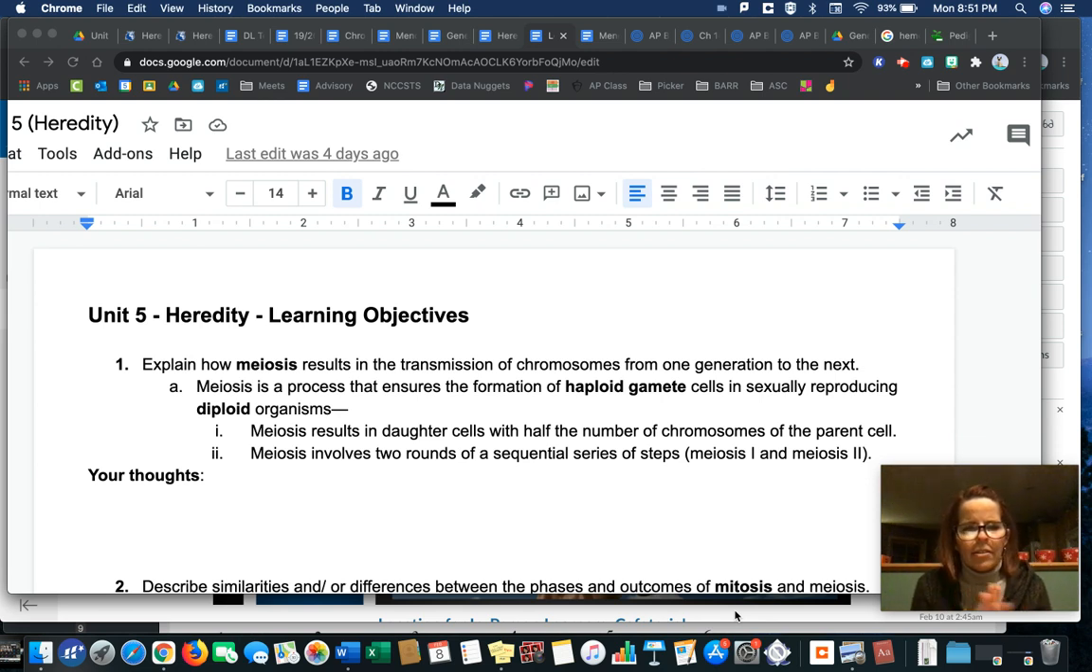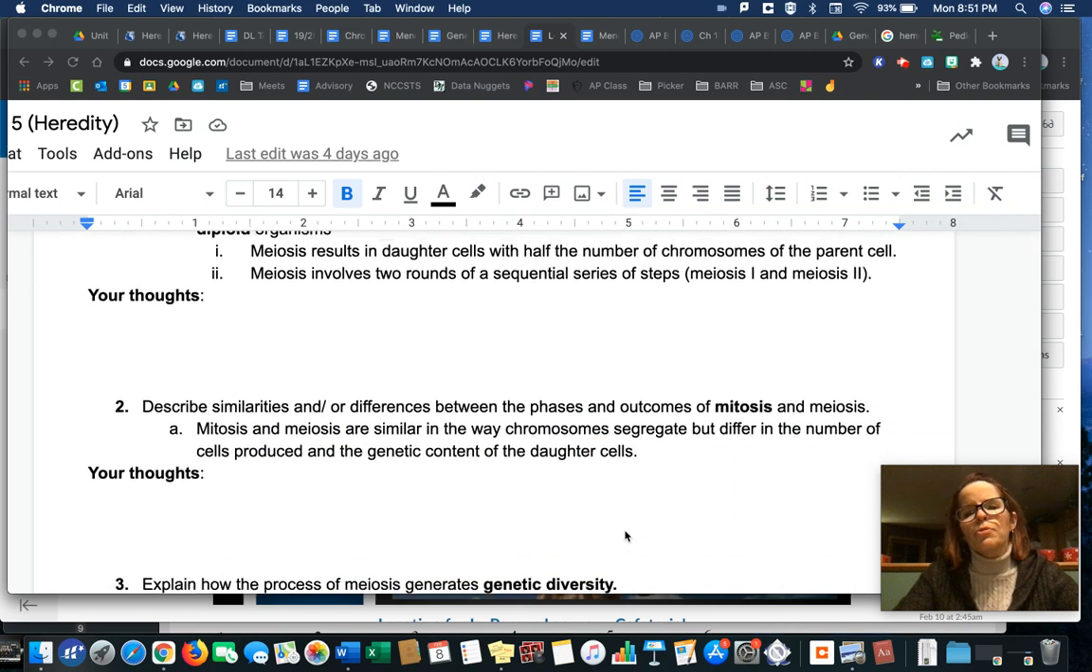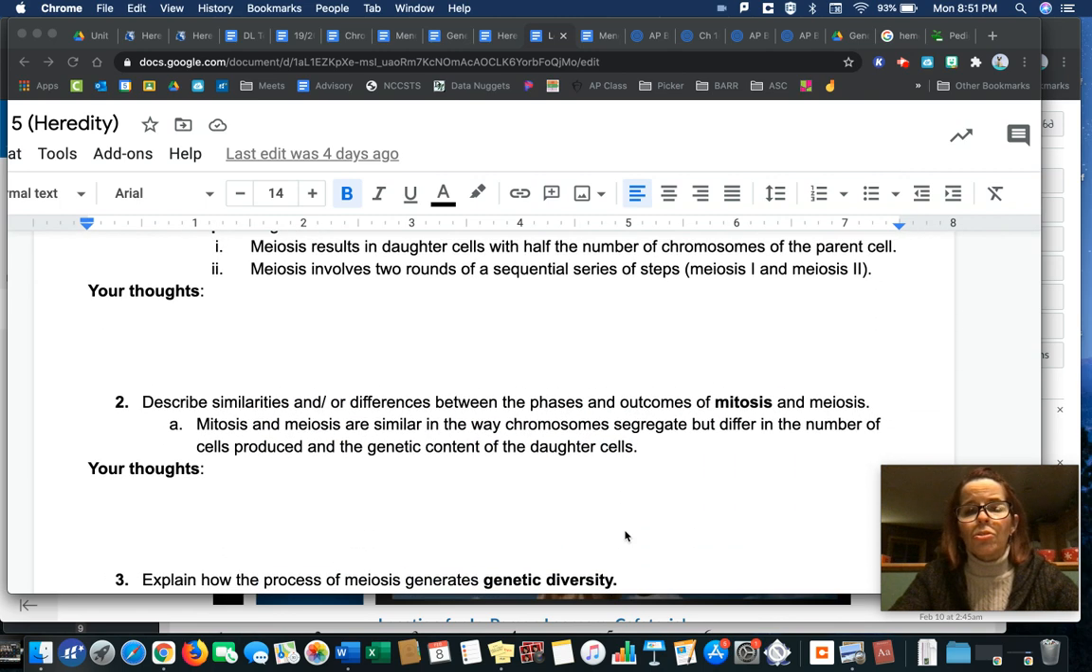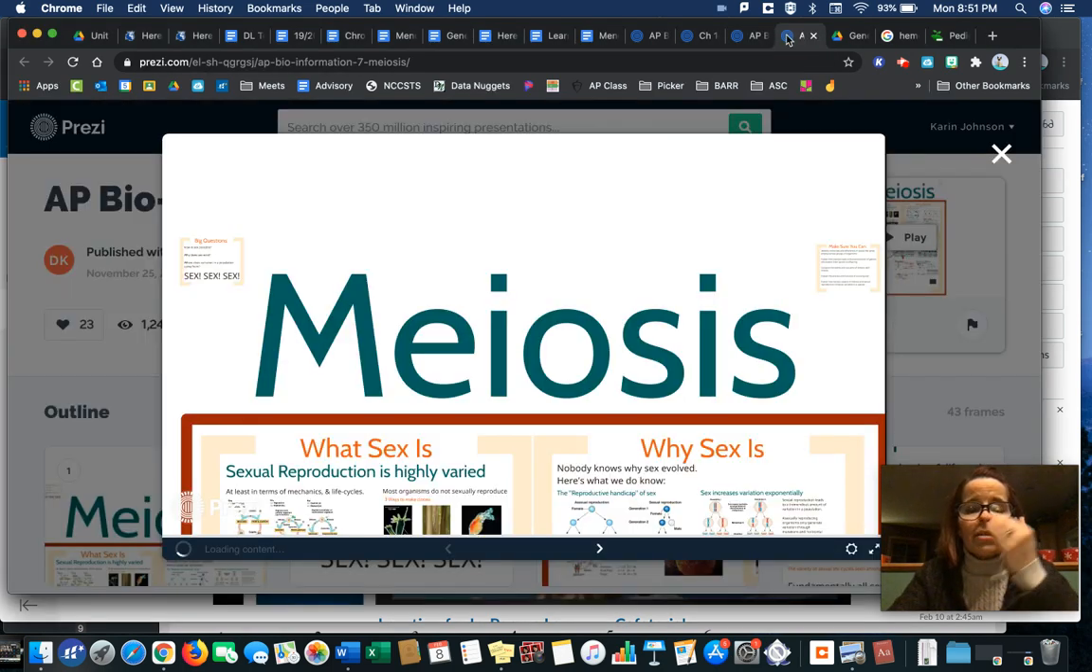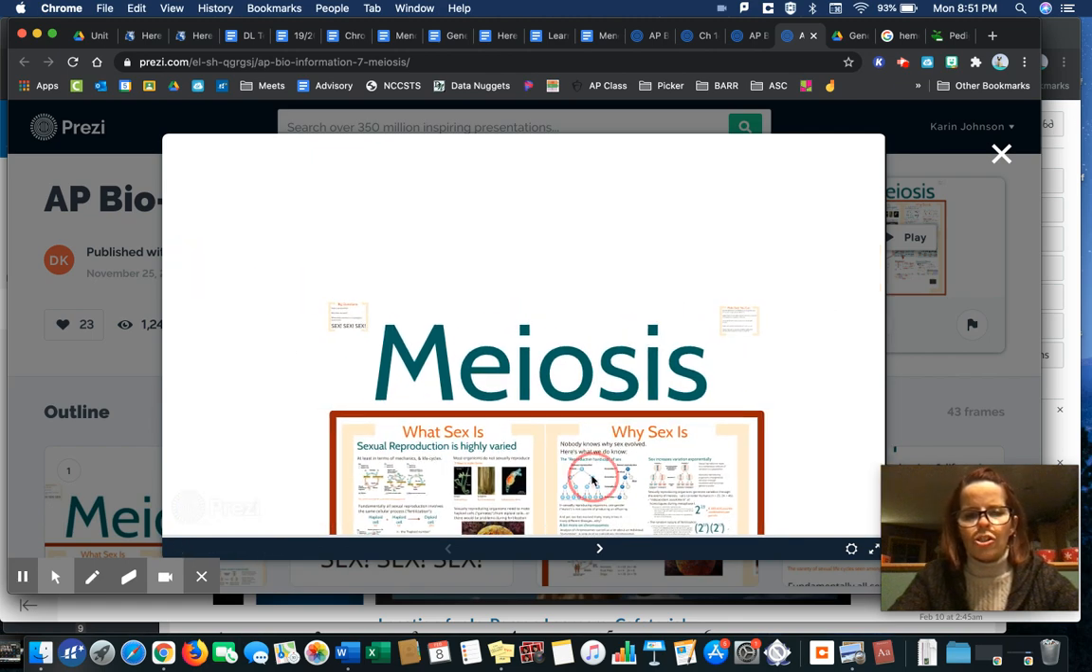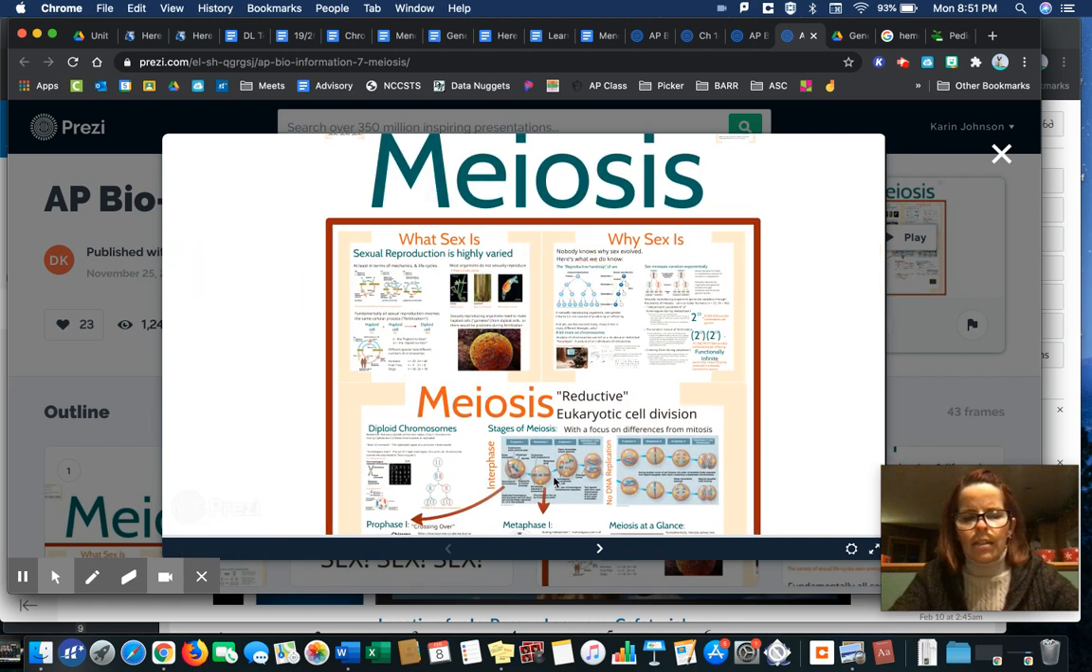Let's just see what it says here. Meiosis results in daughter cells with half the number of chromosomes. Good. Meiosis involves 2 rounds of a sequential series of steps. We call them meiosis 1 and meiosis 2. Let's just talk through them really quickly. It's IPMAT, PMAT when we go all the way through it. And let's see if I can show you this right here.